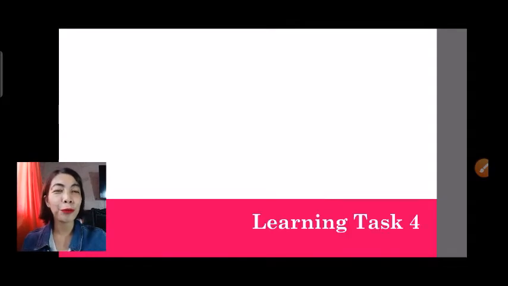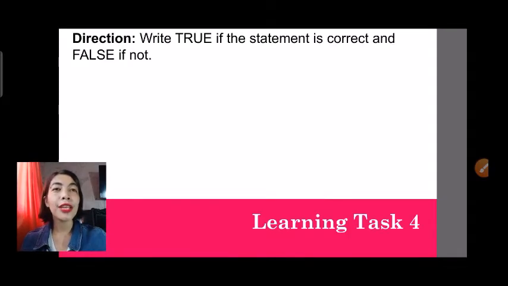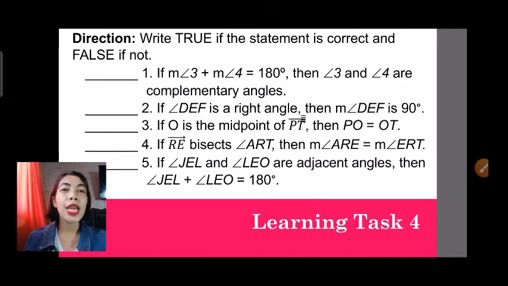Let's check your work. Check your own work. So write true if the statement is correct and false if it's not. So number 1, if the measure of angle 3 plus the measure of angle 4 is 180 degrees, then angle 3 and angle 4 are complementary angles. What is your answer? I hope your answer is false, because if the sum of the measure of two angles is 180 degrees, it is not complementary.